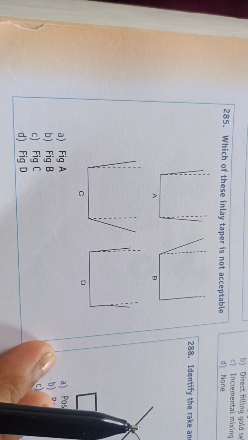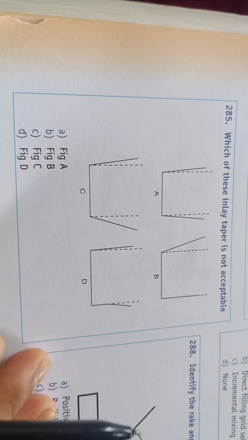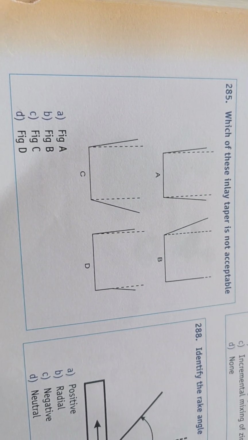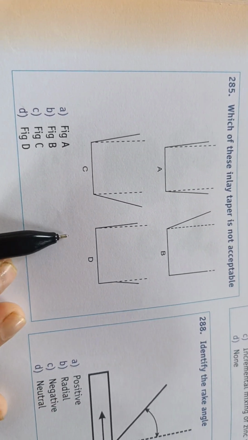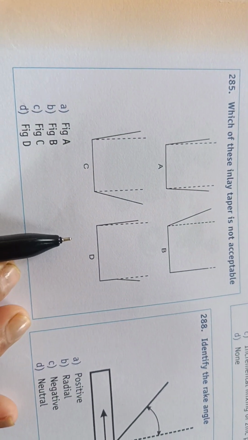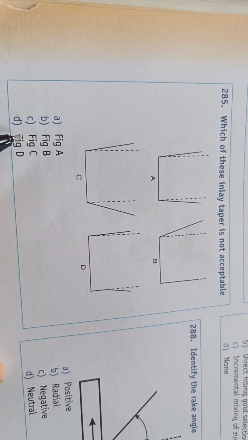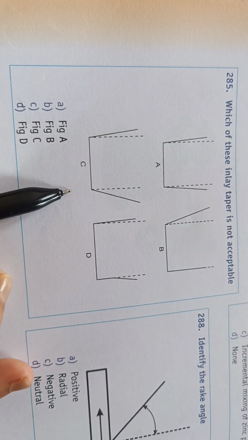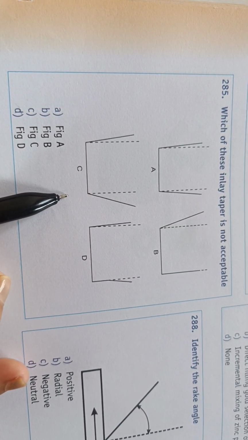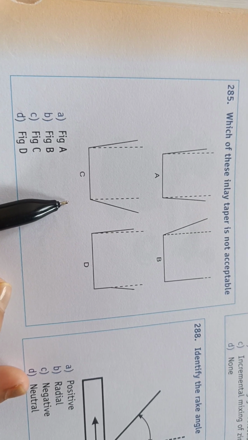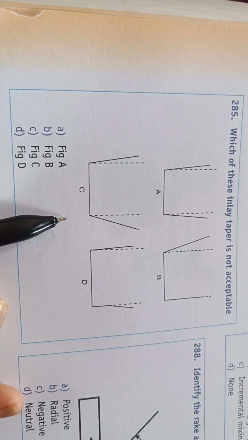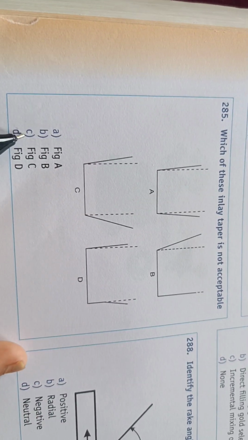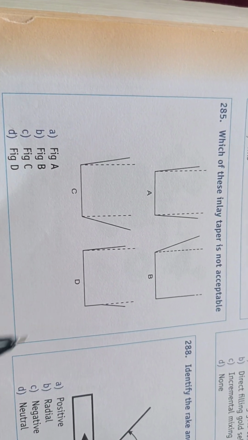Which of these inlay tapers is not acceptable? For inlay taper, you have to go deep into the theory, then you can understand these diagrams very well. Here figure A, figure B, figure C and figure D are the options. Figure C is the right answer. Why? Because taper should never be made with one side having more taper than the other. That's why option C is the right answer here.